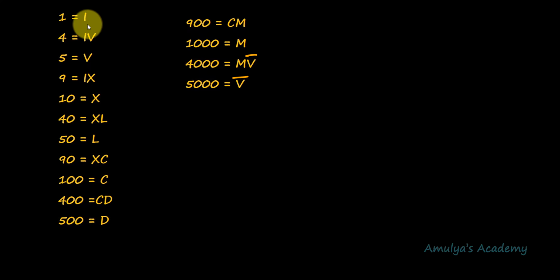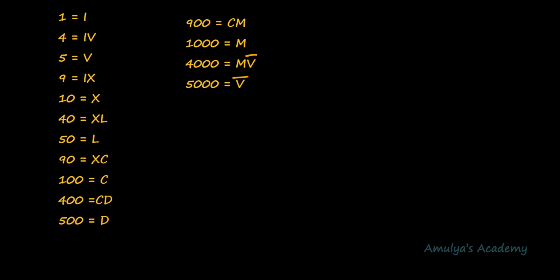1 is represented using I and 5 is represented using V. 4 is treated as 1 less than 5. That's why here we can see I and V. 9 is represented as 1 less than 10. So 10 is represented as X, so we have IX. Here we have 40. 50 is represented as L, 100 is represented as C, 500 is represented as D, 900 as CM, 1000 as M, and 4000 as M V bar. That is, 5000 is represented like this, V bar. So these are some standard symbols of Roman numerals.